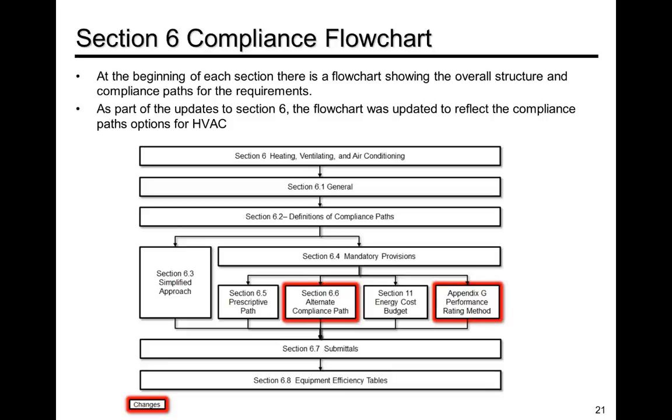One of the sections that we really never have used much is section 6.6. There is one product in there now for data centers, with a PUE metric. Hopefully, as we progress forward, we're going to have more sections that use that alternate compliance path. But I just want to make you aware of what the various compliance paths are and that we've updated those flowcharts. Let's go to the next slide.